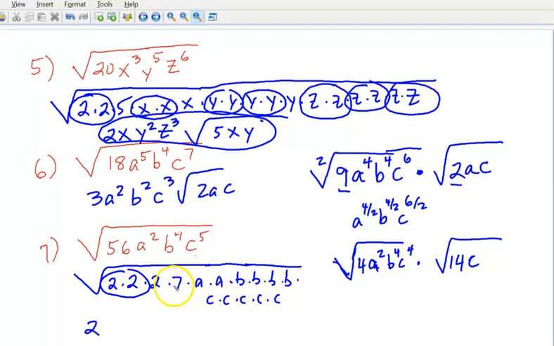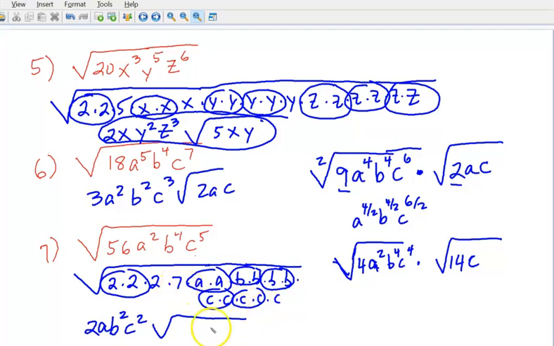There's no other 2, no other 7. So 14 is going to stay under. I got a pair of A's. So A comes out. I got 2 pairs of B's. So B squared comes out. I've got 2 pairs of C's that can come out, but then I've got a C that doesn't have another C to go with it to make a pair, so it stays under. So this is out, and then everything else, 2 times 7 times C, stays in.